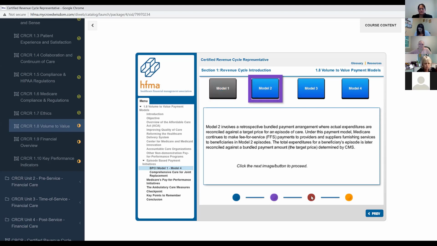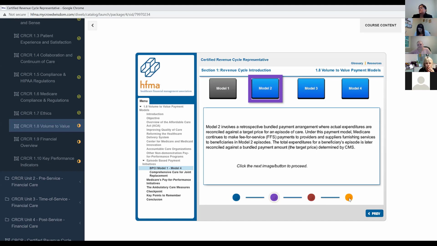In Model 3, it's an all-inclusive retrospective reconciliation for your inpatient stays and all of your fee-for-service. It is reconciled at the end of the episode of care, and you're also tacking on the back end your post-acute services, your long-term facilities, your rehabs, your skilled nursing facilities. So that's in Model 3.